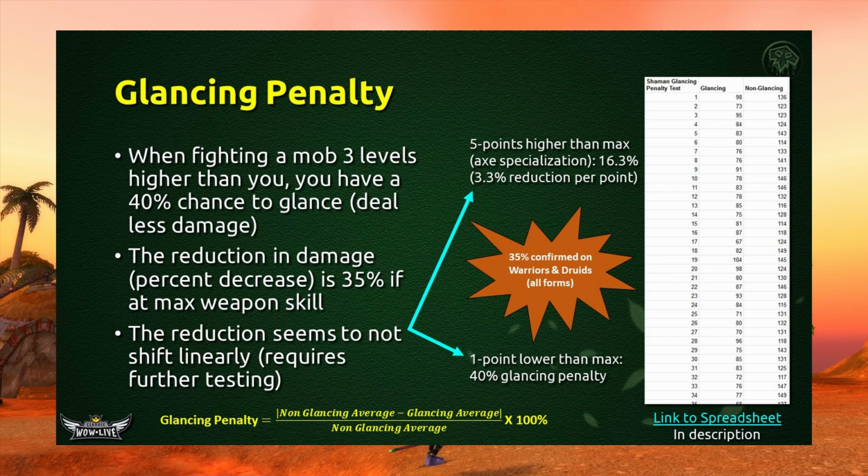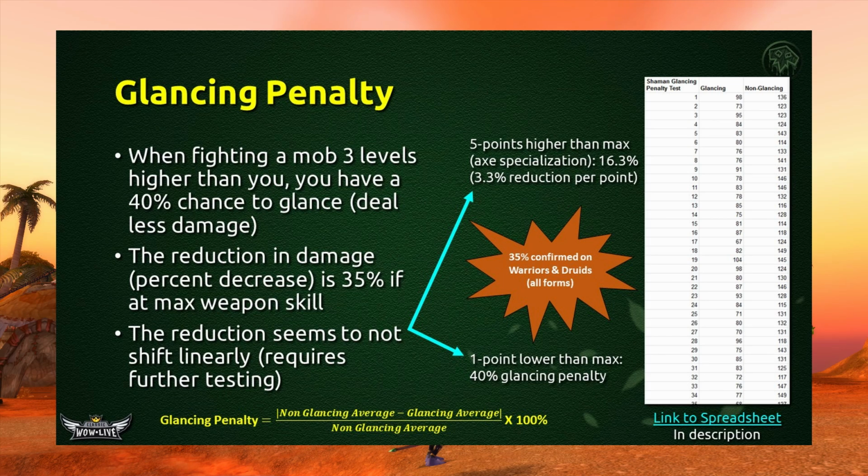We also tested this with orc with axes. Since orcs have axe specialization, they get a 5-point increase to their weapon skill. And this decreased the penalty to 16.3%. That's an average of 3.3% reduction per point. Now, the reason why I think it's non-linear is because if it was 3.3%, then the 1 point lower test should have been 38.3% instead of 40%. This tells me that the scaling of glancing penalty is non-linear.